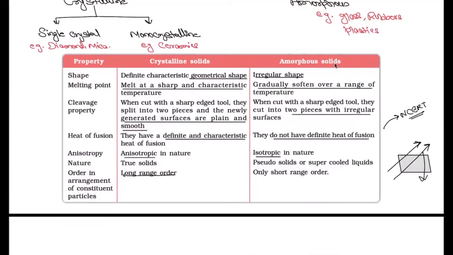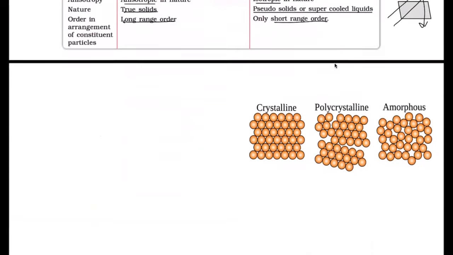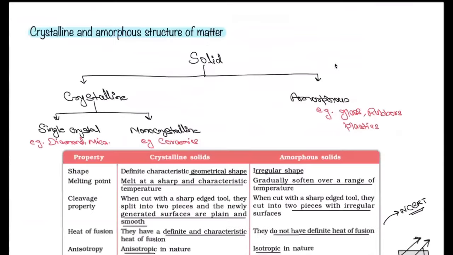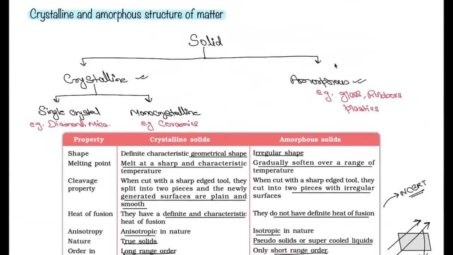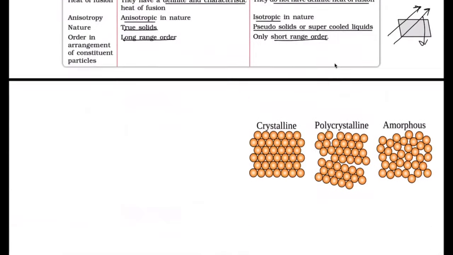Long range order, short range order, I guess you can understand this thing. Crystalline solid is also known as true solid. Amorphous solid is also known as pseudo solid or super cooled liquid, right? There are differences. Now again, this is about the crystalline solid and amorphous solid. Nothing more than that is required to answer.